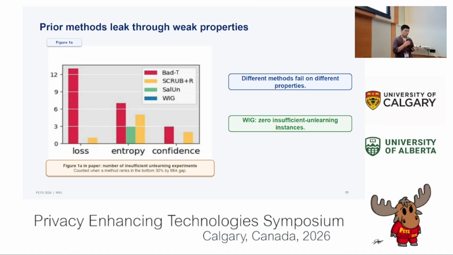Also, we have SCRUB. SCRUB uses a gradient-ascent-based method, which directly uses loss for its learning. So if you see the result, it shows a good result for the loss.